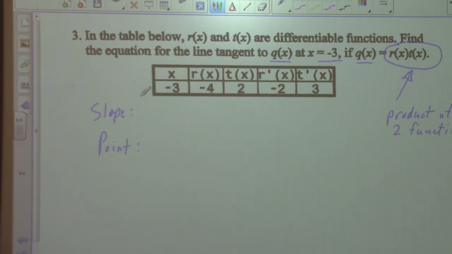I call these tables where you have these kinds of things, I call them scavenger hunts. Because you have all this information, and so you have to sort through and do the scavenger hunt to come up with the stuff, basically. So what do we need to come up with here?